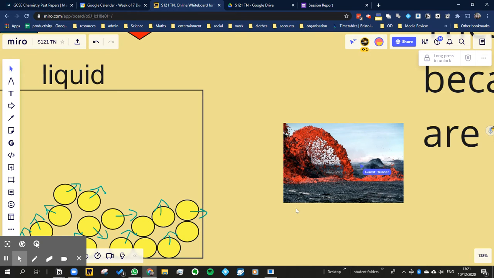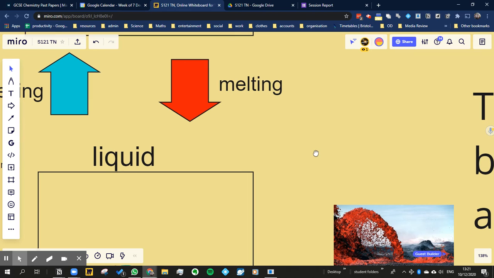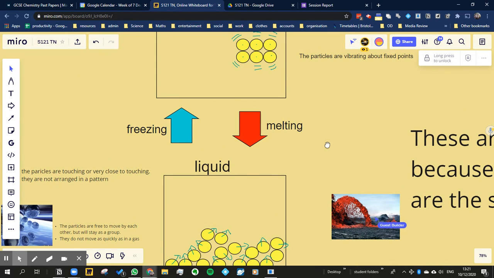So this is a liquid, right? You can see it's a liquid. It's flowing like water. But what is lava? Well, lava is just melted rock. Now, if I let that lava cool down, then when it turns from lava into rock, that is freezing. Sometimes they use the word solidifying, but freezing is completely accurate.